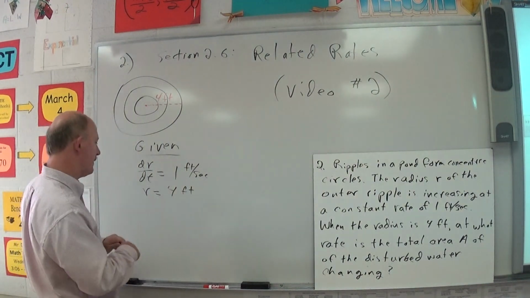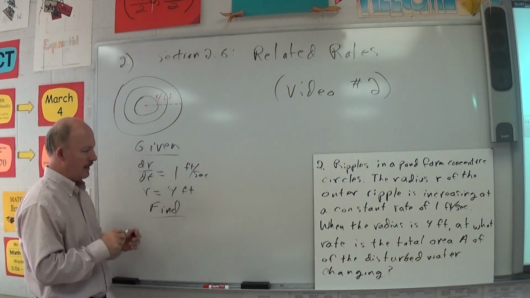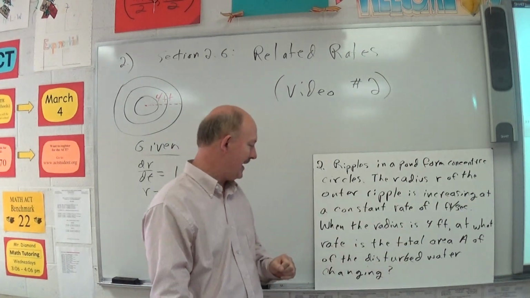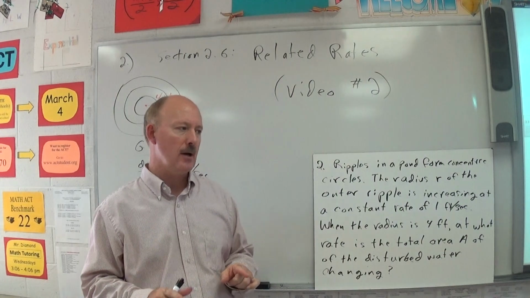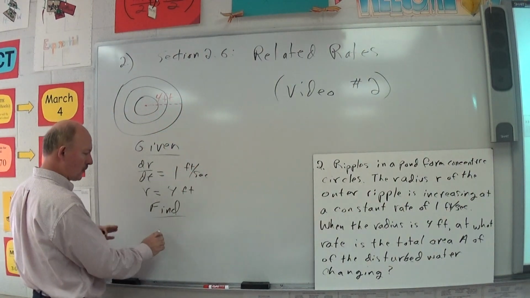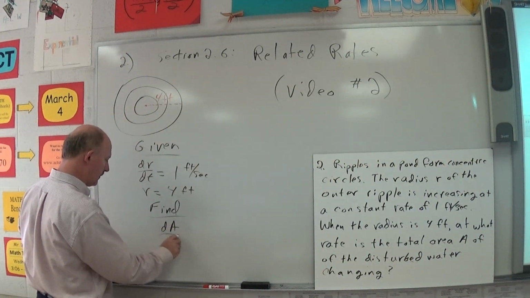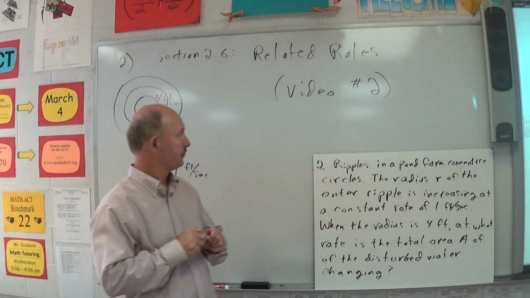Let's see what it is we have to find in this problem. So what do we have to find? It says, at what rate is the total area A of the disturbed water changing? So we're looking for the rate of change of the area. We're going to describe the rate of change of the area as dA over dt. That's what we're looking for here.